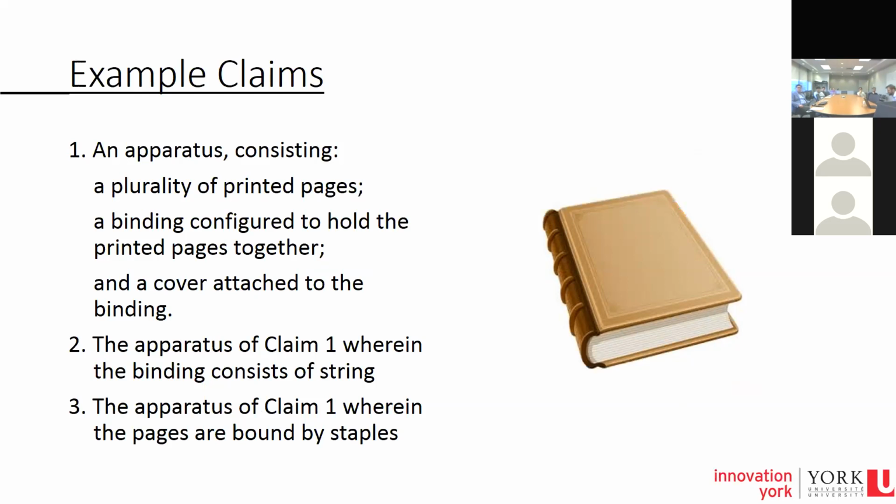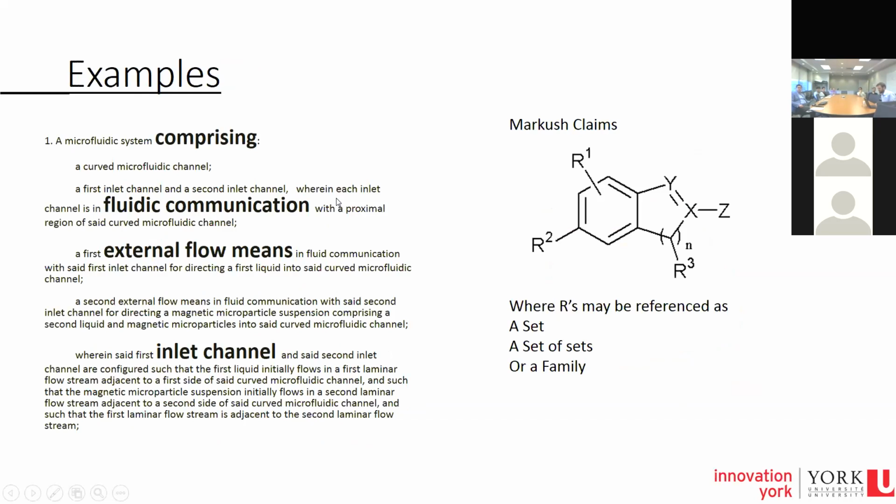Probably, maybe. Again, the pages might be made out of another material, maybe not. So these are how the variability of language affects what you're actually patenting. On the left is an example of a patent we actually filed here. This is one half of the first claim. So it's way too long.